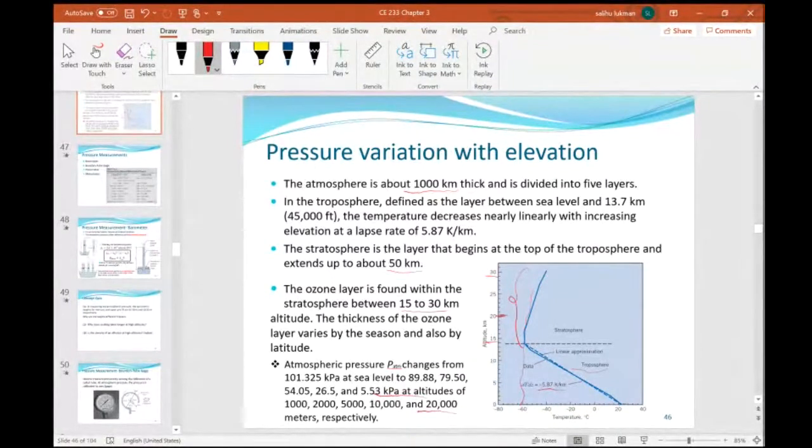At sea level, which is at zero altitude, it is 101 kilopascal. Okay, if we move up to 5 kilometers, it is about 54 kilopascal. So the atmospheric pressure reduces as you go up, like I said, up to a point where you reach almost absolute vacuum.